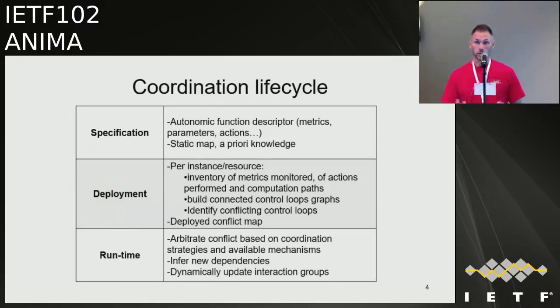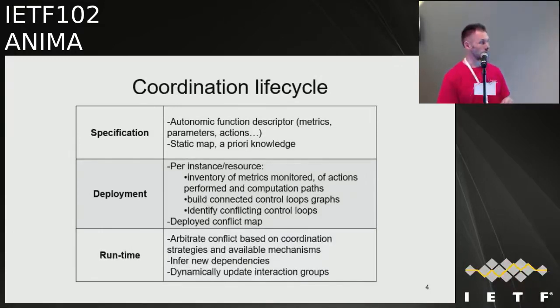There is a kind of coordination lifecycle also, with three times or three steps. At specification time, you can already identify, through the function descriptors, what metrics, parameters, and functions the function is dealing with. So you can already develop what we call a static map. It's a priori knowledge about what the interactions will be if you deploy such functions. Then there is the deployment time, when you actually want to deploy the software on the different resources. There you have a more detailed view of the potential conflict map. So this is the deploy conflict map, but it's still not running instances.